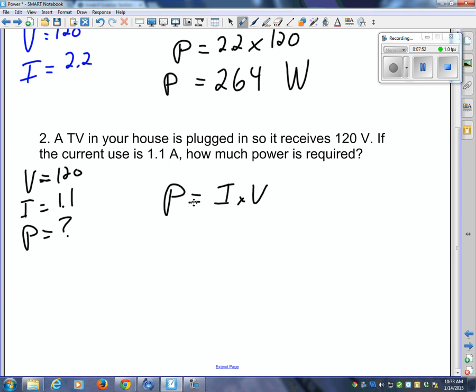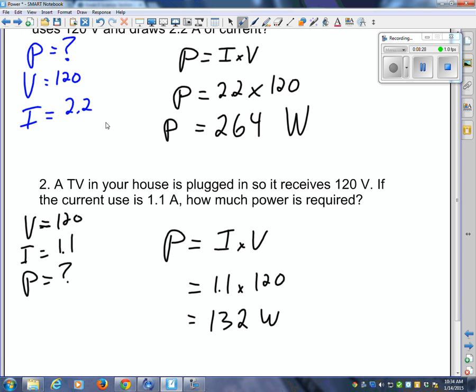And Tyler, what is the value for I? So you write 1.1. And what is the value for V? 120. And then you take your calculator and you multiply it. Tyler's got the answer for me already. It is 132 watts. That's how I do it. Yeah, it's simple.